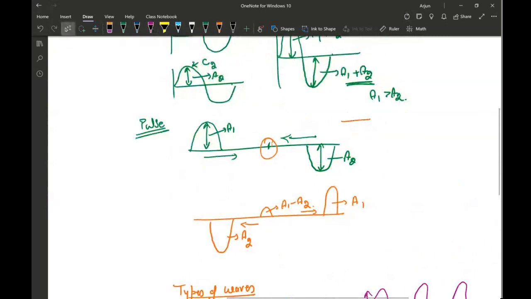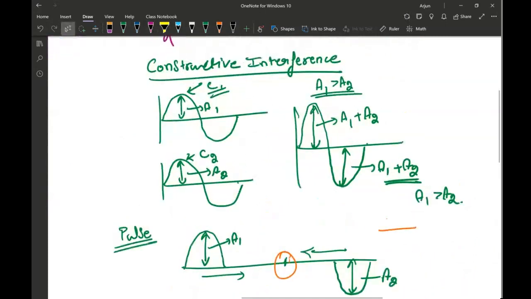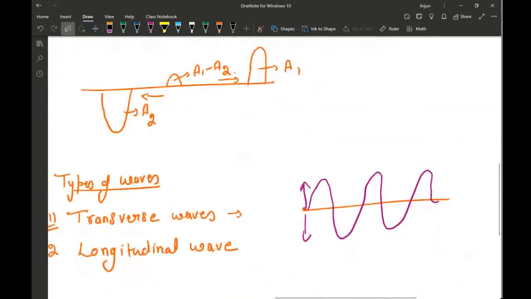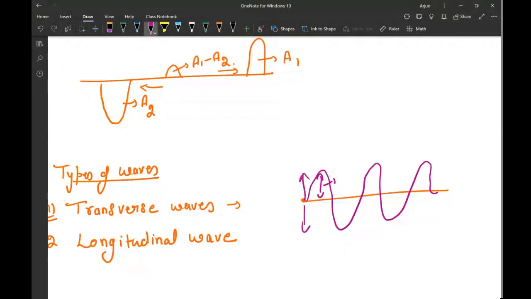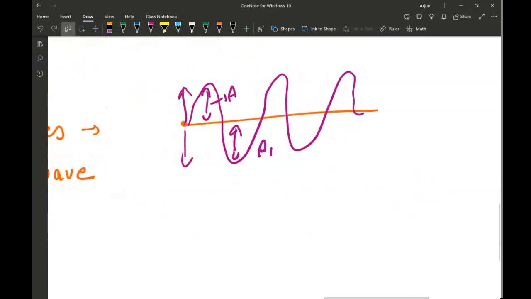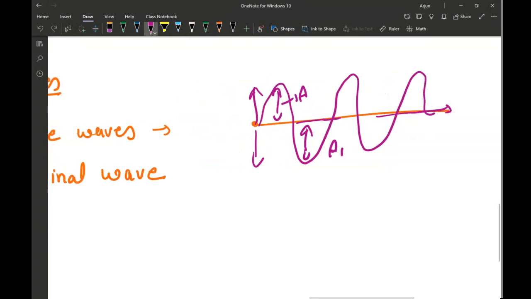And this is just an example of whatever we were just studying about the waves. It will have a certain amplitude. This will be A1, and this will also be A1. So this is a perfect example of a transfer wave. That's how the motion gets transferred throughout this rope.